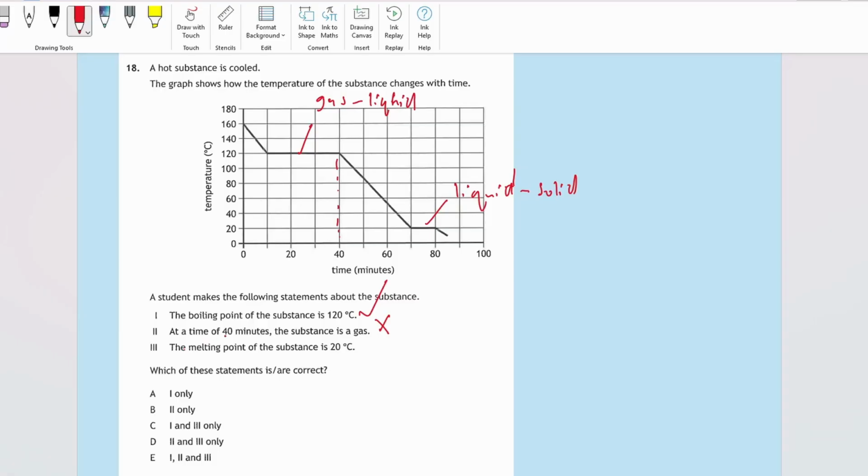3 says the melting point of the substance is 20 degrees Celsius, and using the same technique from before, you can see the line is horizontally straight at 20 degrees Celsius, so it must be changing state here, and that means the melting point is at 20 degrees Celsius. So the answer is C.